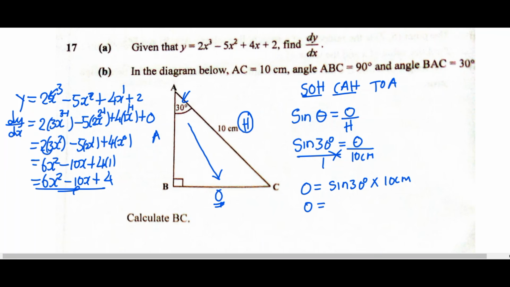So sine 30 is a special angle, so you just have to master this one. Sine 30 is 0.5 or 1 over 2, but you just have to write it as 1 over 2 times 10 centimeters. So our opposite is equal to, what is the half of 10 is 5, or 2 here is 1, 2 here is 5, so it's 5 centimeters. So therefore BC is equal to 5 centimeters.